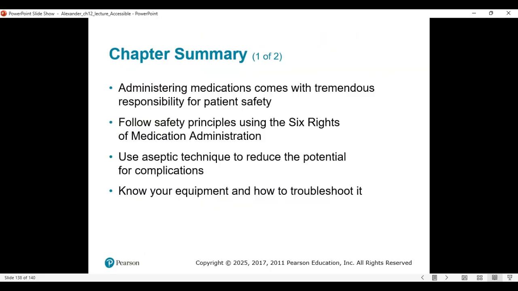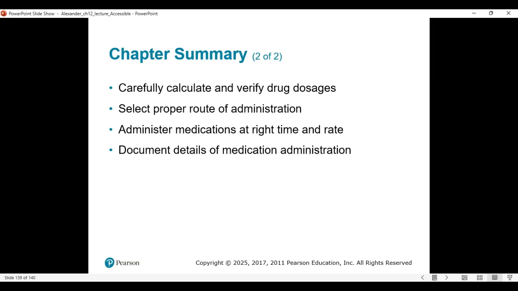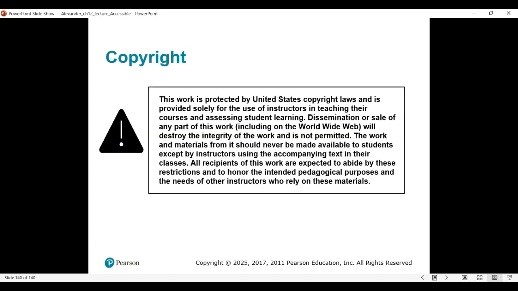So, chapter summary. This has been a big one. Administering medication comes with tremendous responsibility for patient safety. Follow safety principles using the 6 rights of medication. Use aseptic techniques to reduce the potential for complications, especially infection. Know your equipment and how to troubleshoot it. Carefully calculate and verify drug usage. Select proper routes of administration. Administer medication at the right time and right rate. Document details on your medication administration.